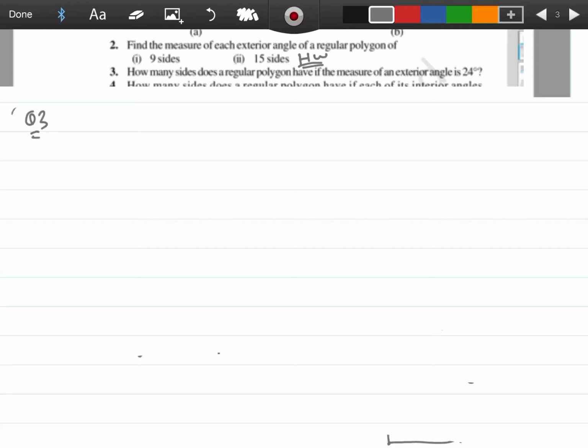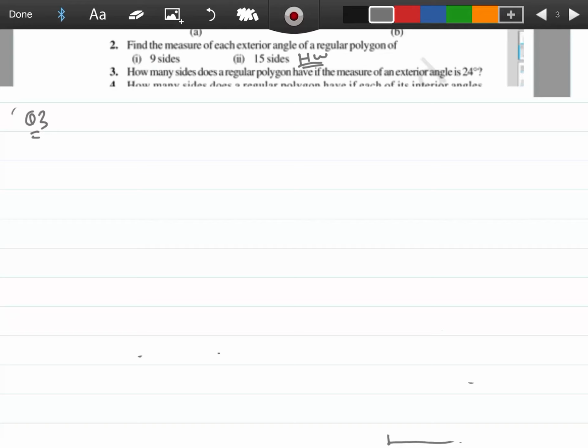Here the problem has inverted. In the second problem, the number of sides has been given. In question number 3, the measure of the angle has been given and you have to find the number of sides. So vice versa. You can see in the second question the number of sides has been given, but in the third question the measure of each angle has been given and you have to find the number of sides.